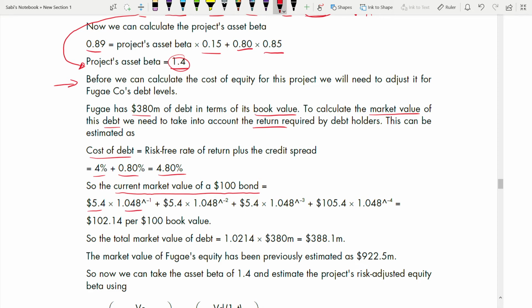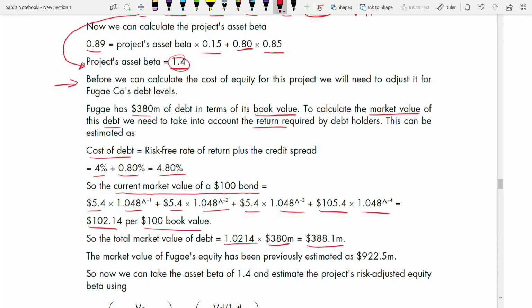To the power minus 1, to the power minus 2, to the power minus 3, to the power minus 4, because 4 years. Redeemable in 4 years' time. Coupon will be 5.4, 5.4. Last year when you're coming, 100 plus 5.4, that's why 105.4. And this is the bond value per 100. Okay. 102.14 per 100 means 1.0214 only into 380. That is the debt, book value of debt. So this will be the market value of debt now.